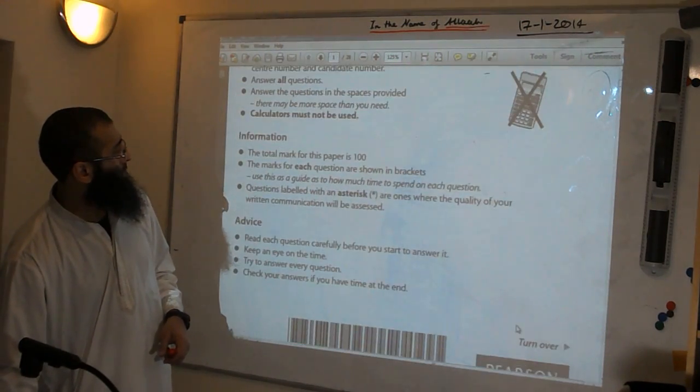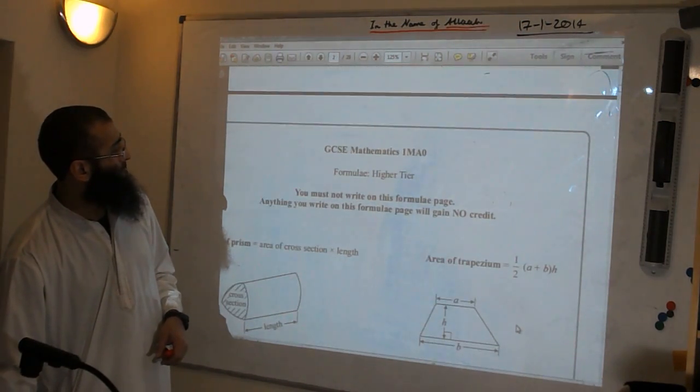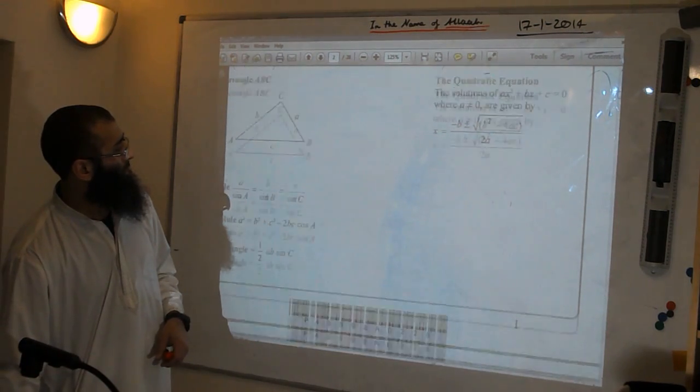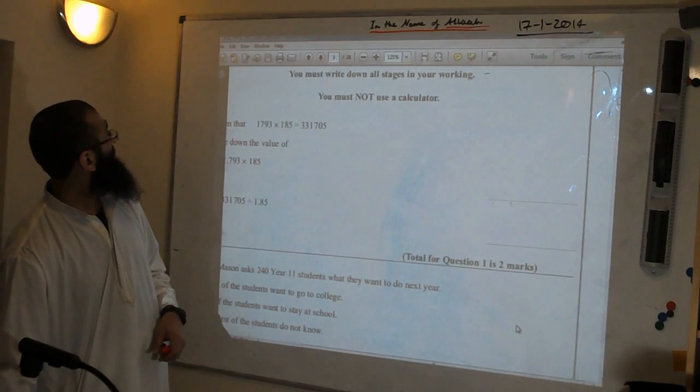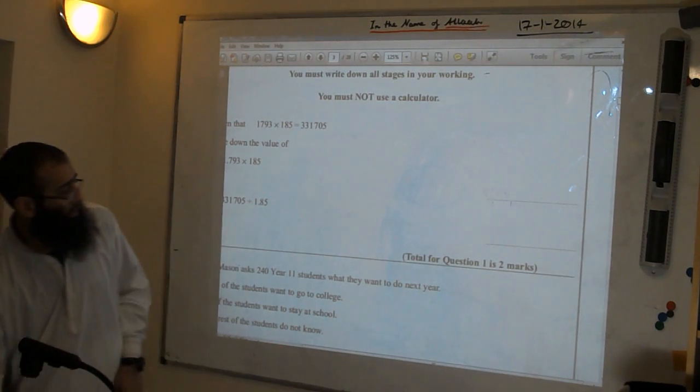Okay, this is a non-calculator paper. Here's some formulas for you at the front. Answer all questions.